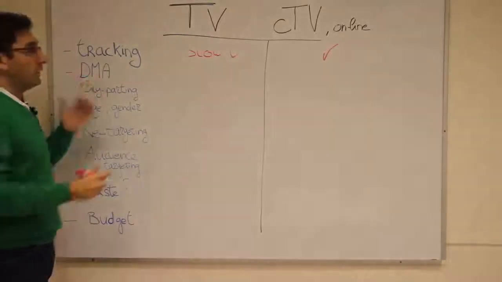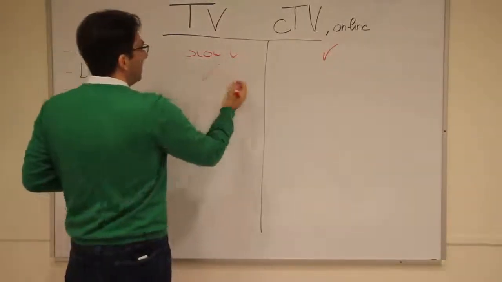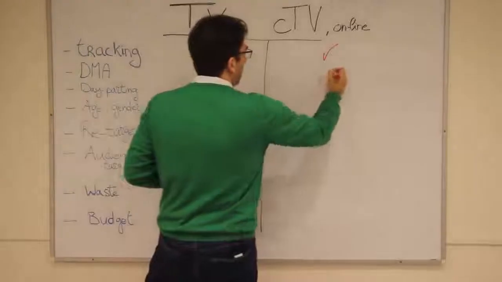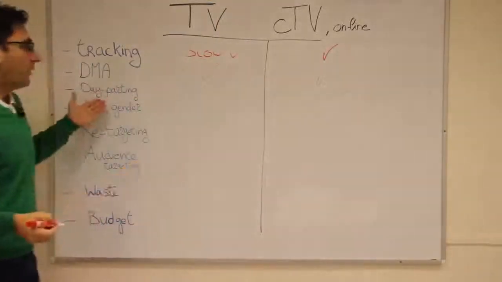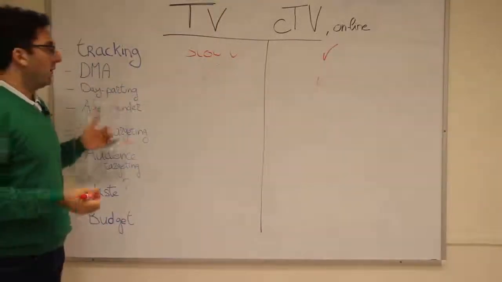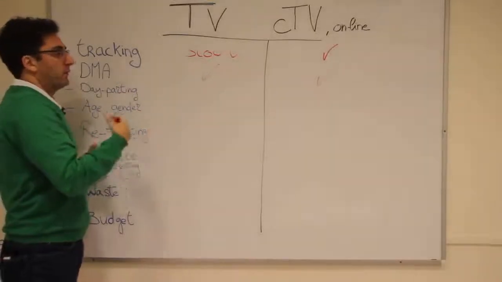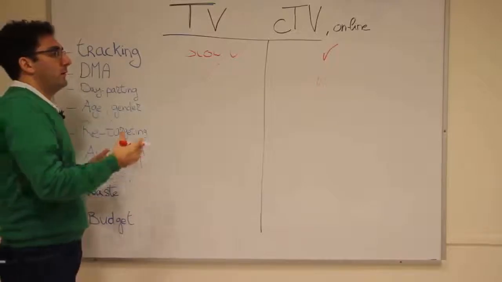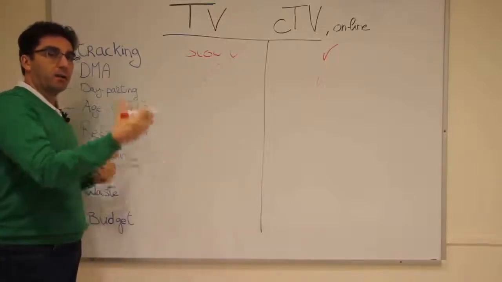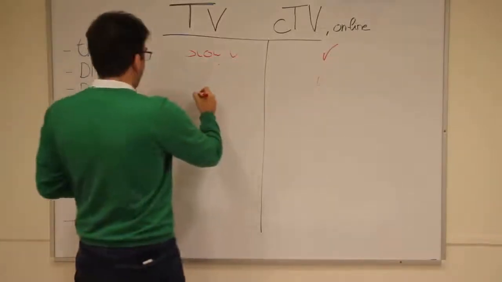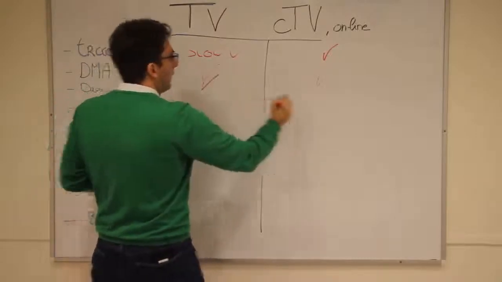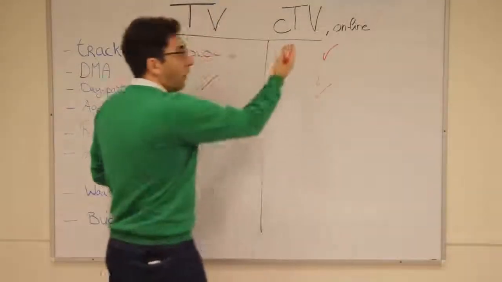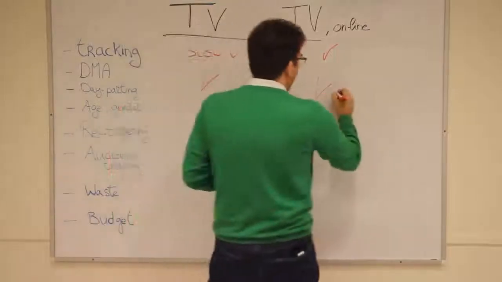DMA targeting is available on TV and it is also available on connected TV and online. Day parting, that is possible, pre-planned. So you submit a request for day parting one week, two weeks ahead of time, and it'll get planned in. So it is possible to do day parting on both sides. On online, it's in real time.